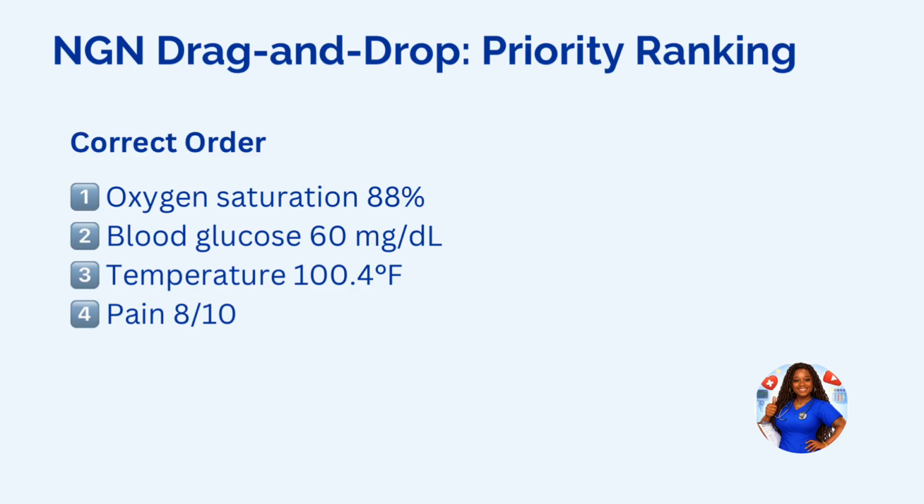This is the correct order. Oxygen saturation 88%, blood glucose 60, temp 100.4, pain 8 out of 10.